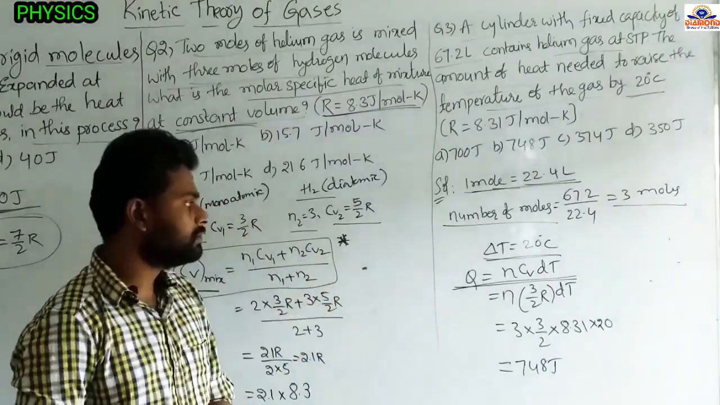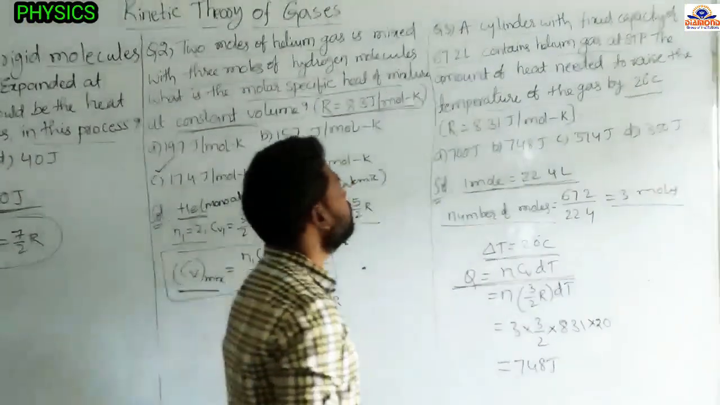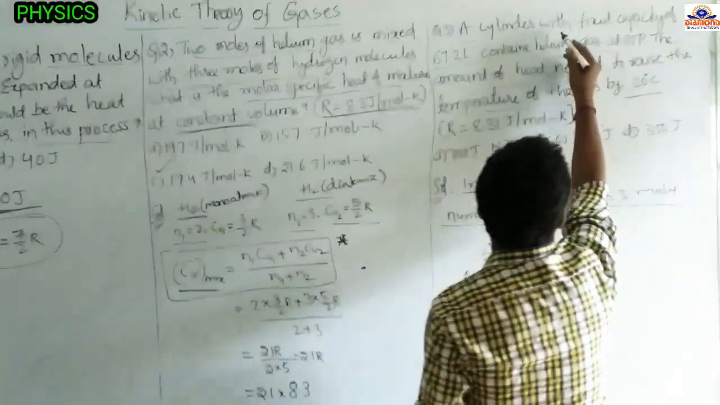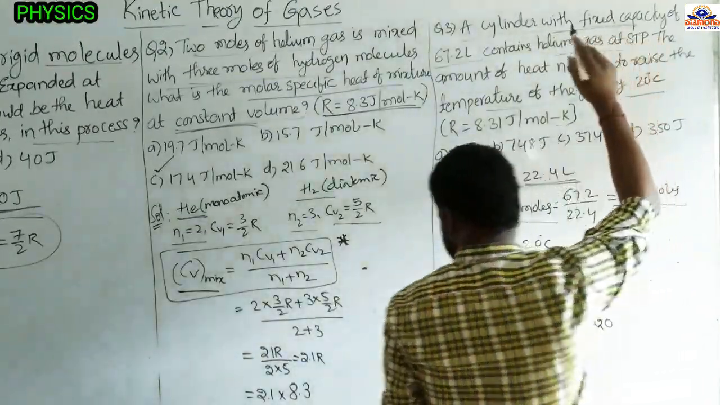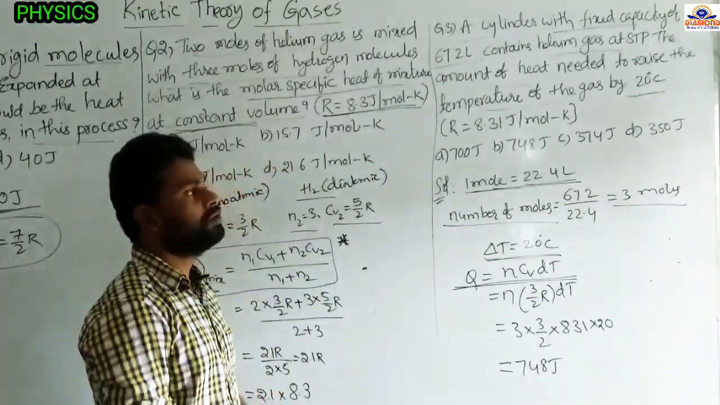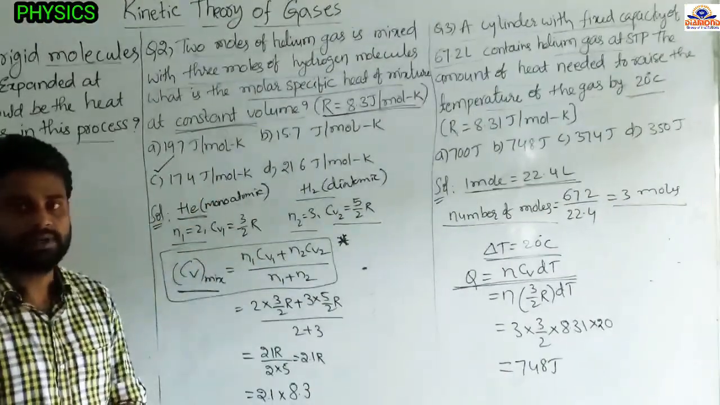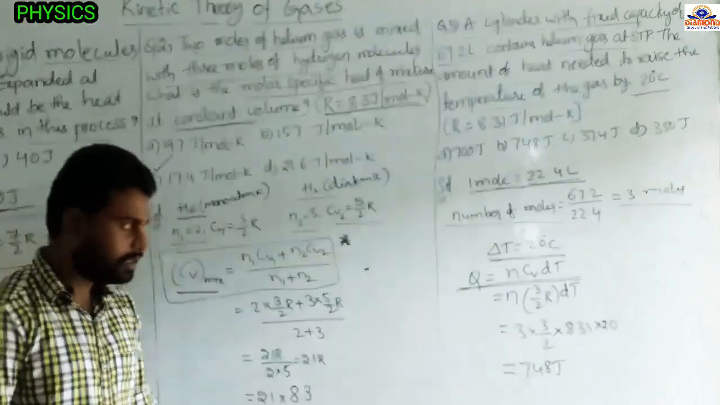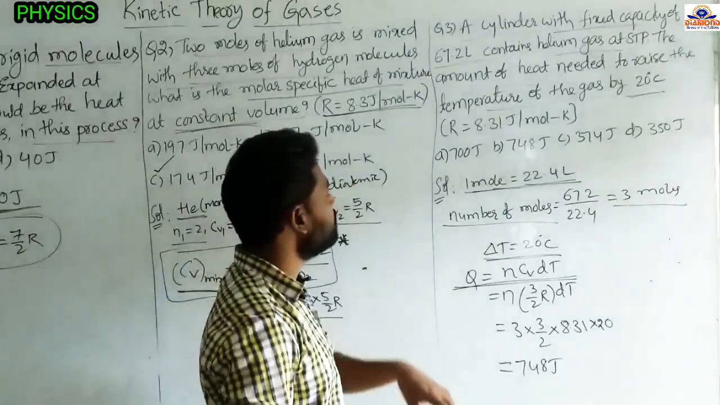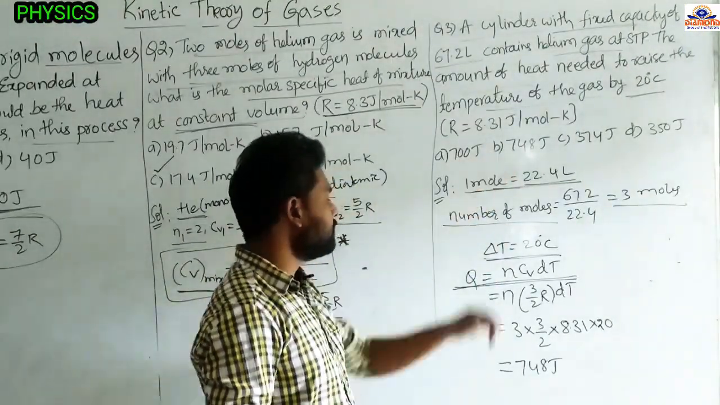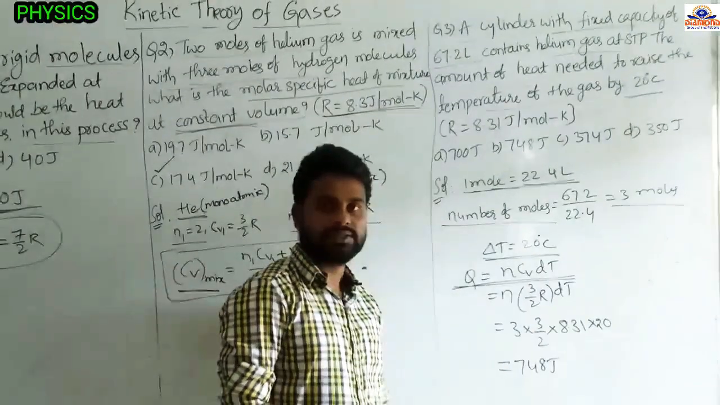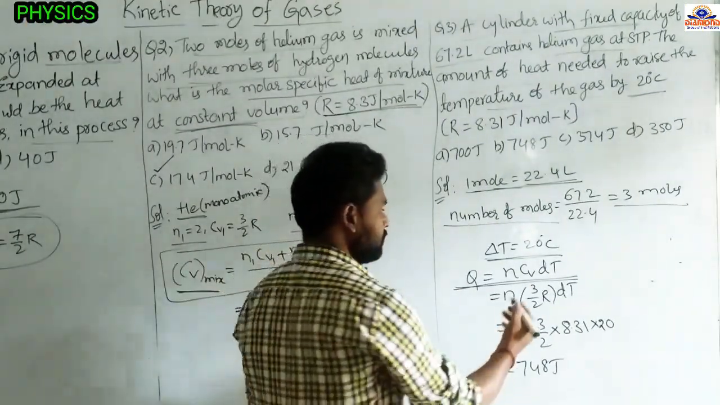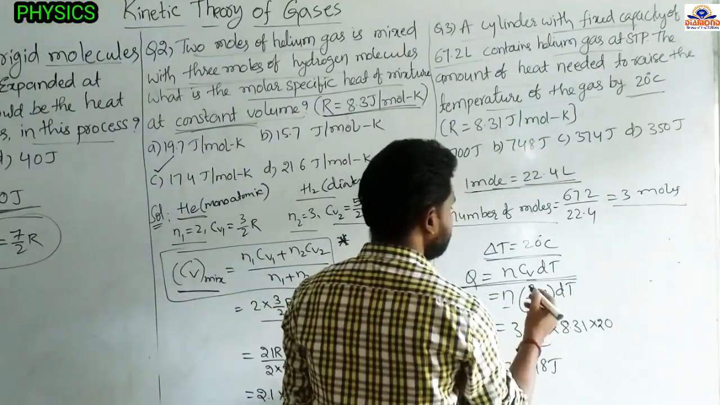Why I took Cv: here the cylinder has a fixed capacity, so it should not expand and it should not compress. That means volume is constant here. At constant volume, heat absorbed by the gas is nothing but Q equals n Cv dT. So n into Cv value.